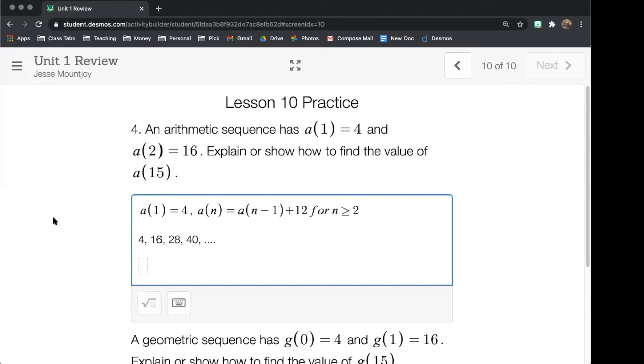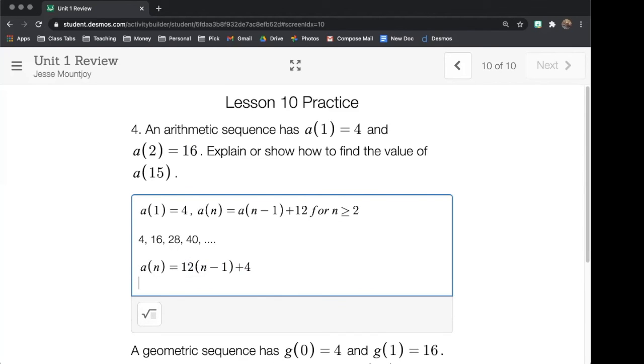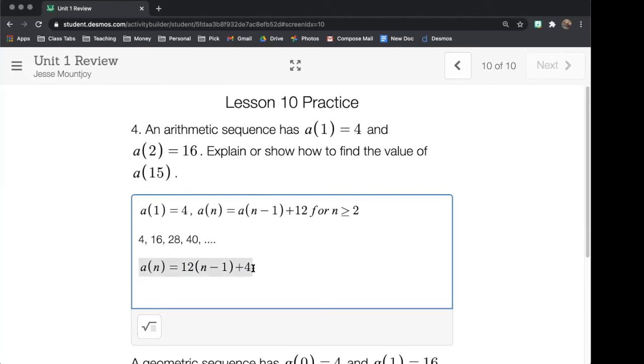So instead, I'm going to write an explicit definition. So the definition of this one is going to be a of n is equal to, what am I adding every time? So my slope of my function is going to be to add 12 every time to the term I'm on. And then I want to start at 4. So there is my linear equation, a slope of 12, a starting place of 4. Okay. So now I can plug in any number I want into this, and I will get the answer.